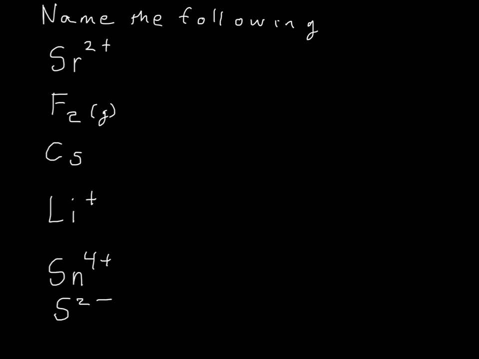Let's take a look at the first one. We have the element strontium with a +2 showing. Strontium is a metal in group 2A, so its only possible charge is +2 when it forms an ion. So we simply name this the strontium ion.